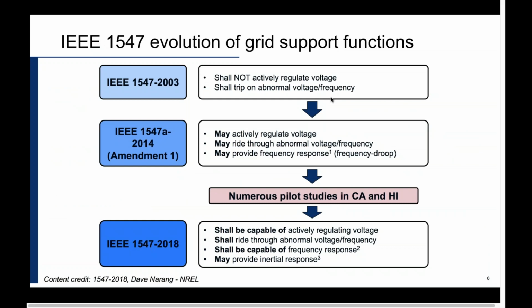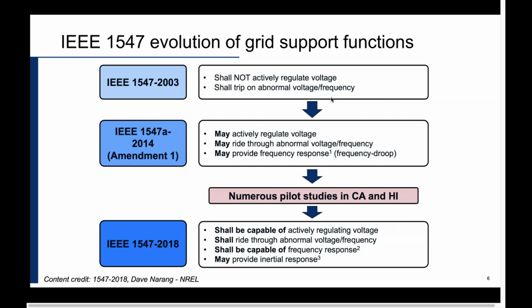IEEE 1547 has been a major voluntary standard that's evolving with time. This is a footprint of how the 1547 standard evolved in the past 15 years. Just to caveat, 1547 stands very good for all resources that get connected to distribution resources, however, the evolution has been significant in 1547.